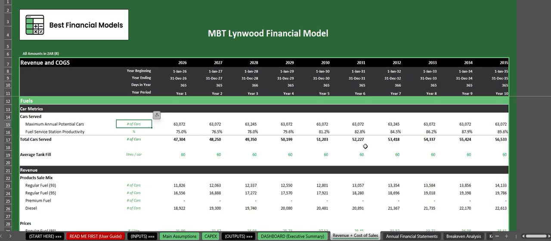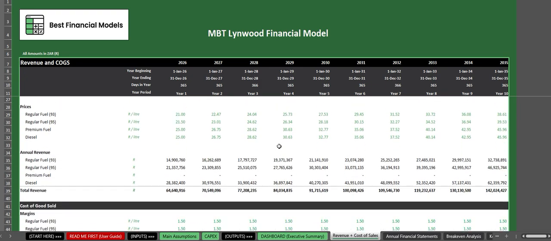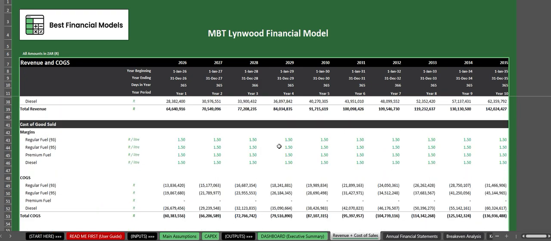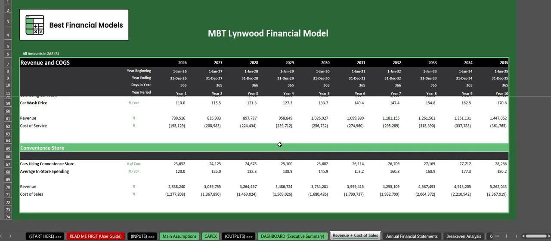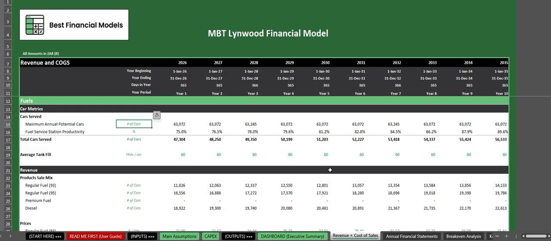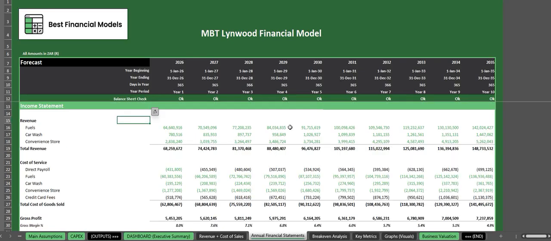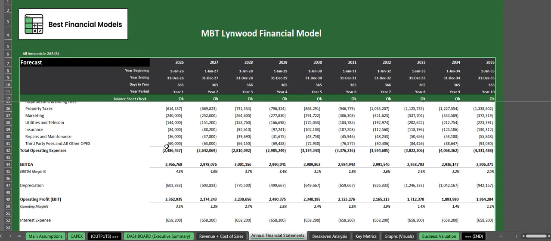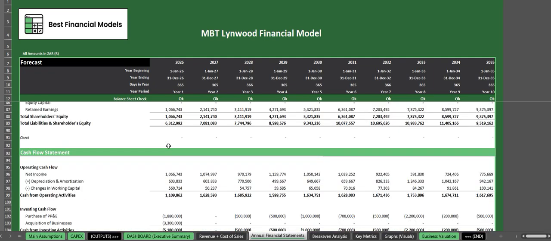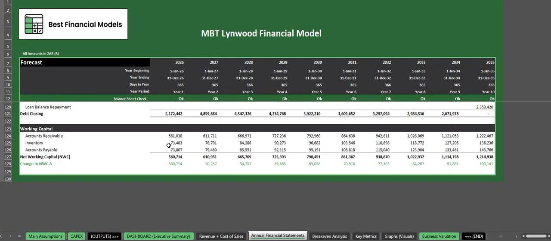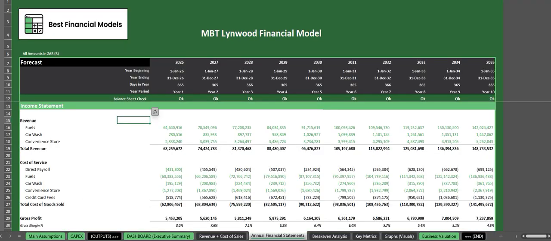The revenue and cost of sales component. So once again, everything is calculated for you. No further manual input required from your side. And it gives you a very detailed yet high level overview of the revenue side of the business, as well as the direct cost side of the business. And so too, the rest of the statements, your annual financial statements, automatically calculated for you, your profit and loss, balance sheet, cash flow, and all supporting schedules automatically calculated for you.